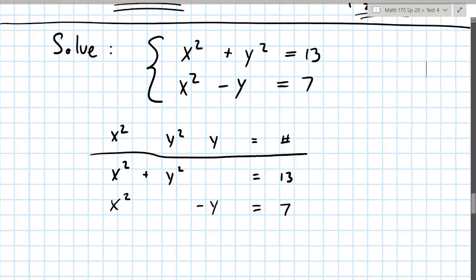Our next problem is a system of nonlinear equations. The first equation, if you remember all the way back to the beginning of the semester, is the equation of a circle with radius square root of 13. The second equation is the equation of a parabola. So we want to find the point of intersection of a circle with a parabola.